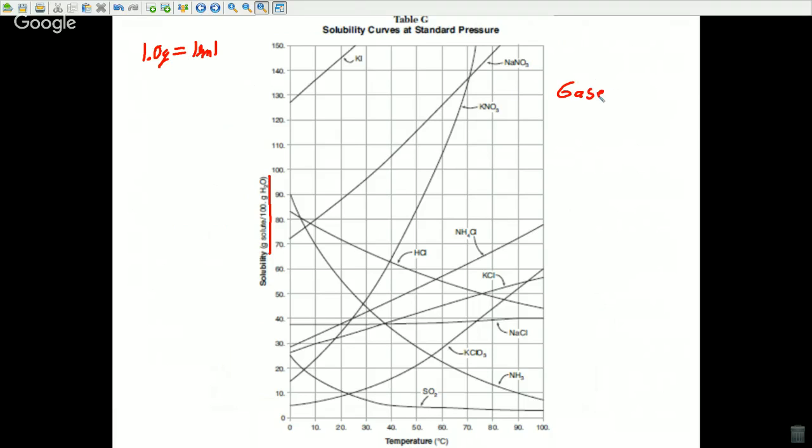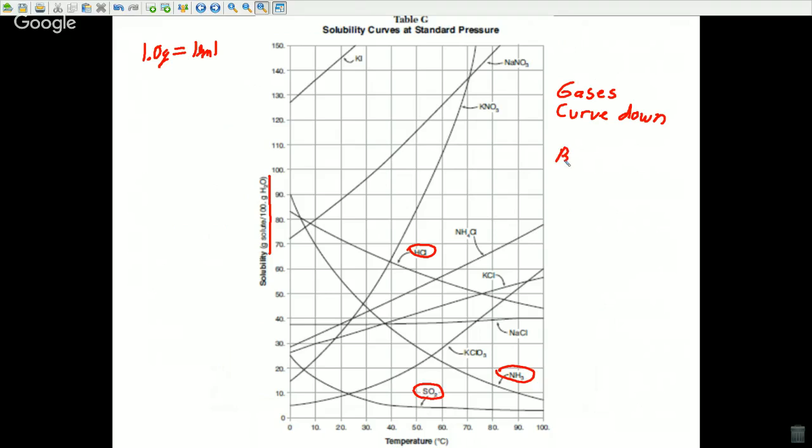Things to note are the gases curved down. So on table G, you actually have 3 gases: ammonia, HCl, and sulfur dioxide. The other stuff, as the temperature goes up, they become more soluble. So what you would do with this is either match up the temperature with the substance to figure out the maximum amount that can dissolve to make it saturated, or you could tell if it was unsaturated if it doesn't go all the way up to the line.